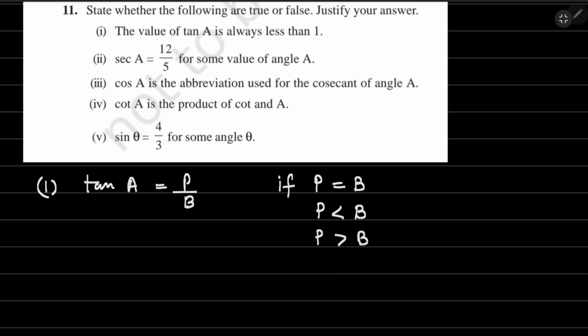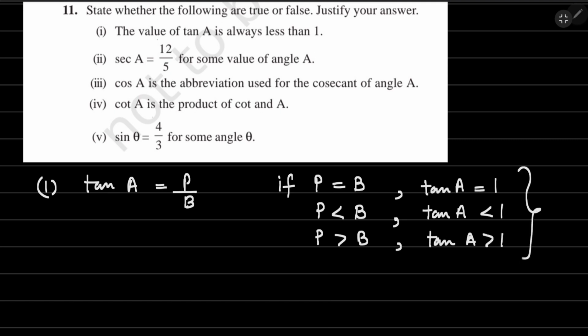If P and B are equal, what will be the value of tan A? It will be 1. If P is less than B, it will be less than 1. If P is greater than B, if the numerator is bigger than the denominator, tan A will be greater than 1. So any of these scenarios are possible. It is not necessary that tan A always has to be less than 1. It can be greater than 1 or equal to 1. So the first answer is false.